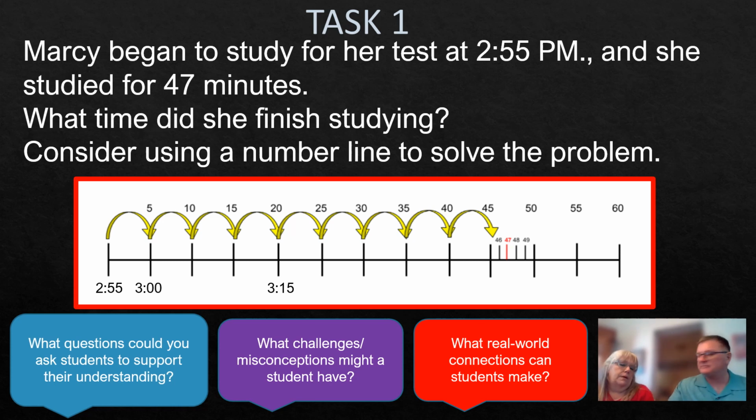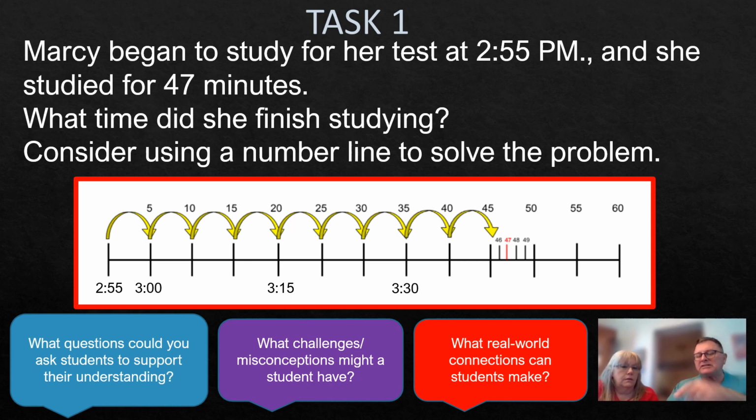From here, I'm probably going to use those benchmark intervals. So I know quarter after would be 15 minutes. So I'm going to take 3 of those jumps. 3 jumps of 5 is 15 minutes. And label my 3:15, do the same thing with 15 more minutes would land me at 3:30.